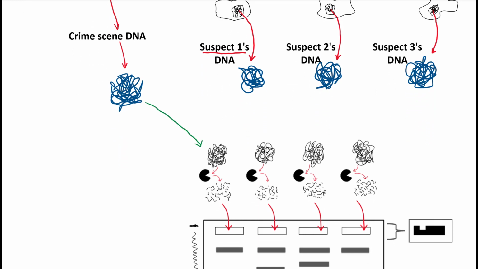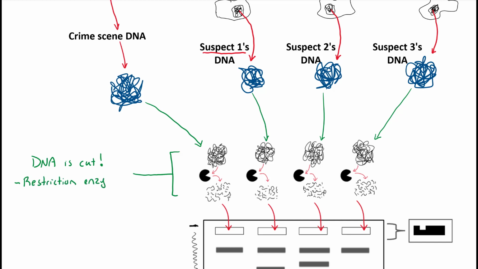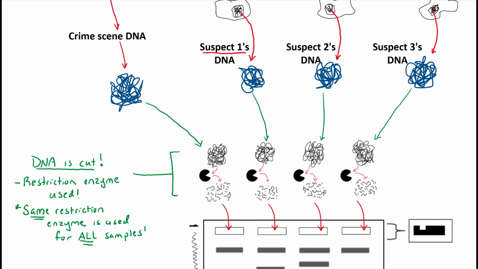The process of gel electrophoresis requires that it be cut up into pieces. Of course, this is going to be done by using an enzyme, but in particular, an enzyme that cuts up DNA called a restriction enzyme. It's called restriction because it is restricted to only cut certain letter or base sequences, such as CCGG or AATT.